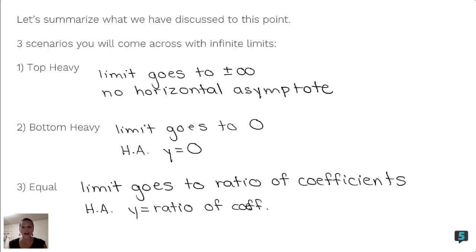And that's it, okay? That's really limits at infinity in a nutshell, and also tying it back into end behavior and horizontal asymptotes.